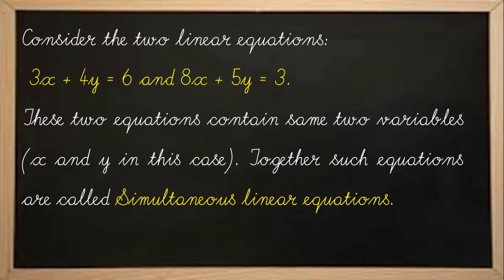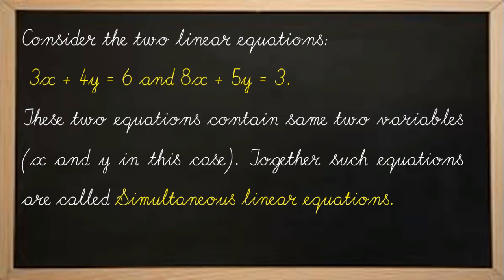Simultaneous linear equations means two equations should have the same variables. For example, in the case I have considered, 3x plus 4y is equal to 6, where x and y are the variables, and the other equation, 8x plus 5y is equal to 3. In this case also, x and y are variables. Hence, the variables of these two equations are the same. We call such equations simultaneous linear equations.